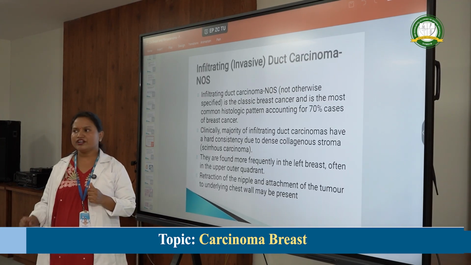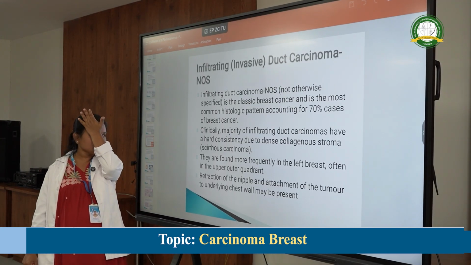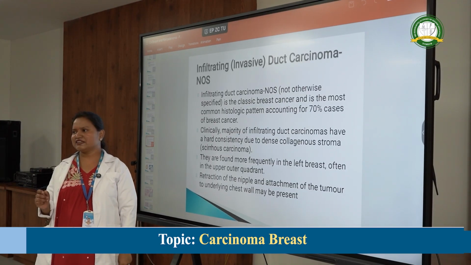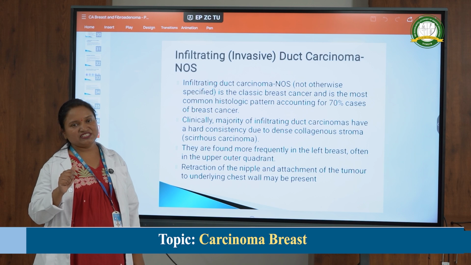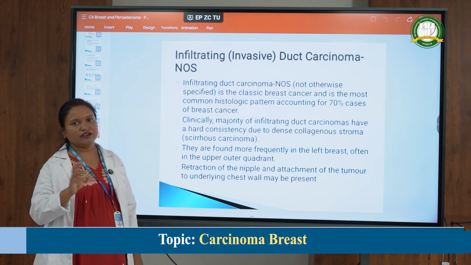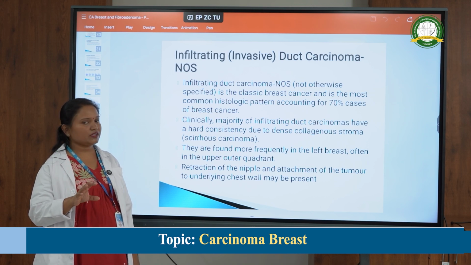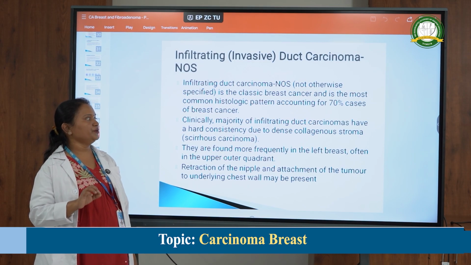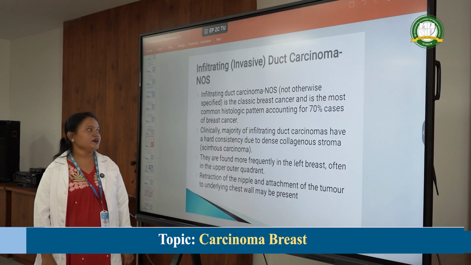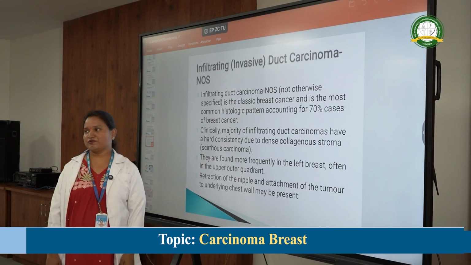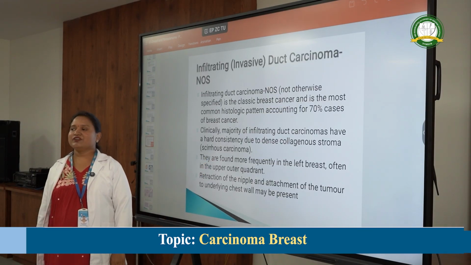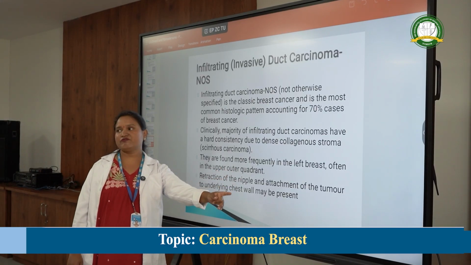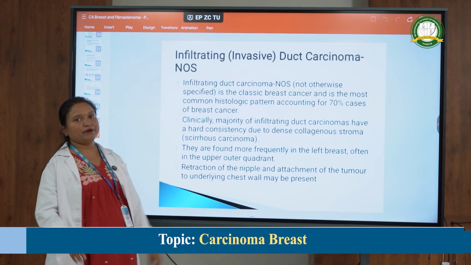Clinically, the majority of infiltrating ductal carcinomas have a hard consistency. All the tumors will be very hard. You can't pinch the skin, and you can't move the tumor, and it will be very hard to touch due to dense collagenous stroma. That is called scirrhous carcinoma. Because of the hardness, we call it scirrhous carcinoma, and they are found more frequently in the left breast and often in the upper outer quadrant.